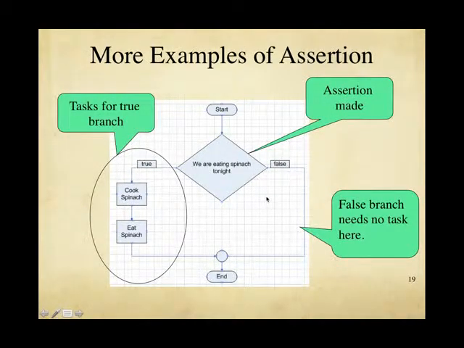Here's a pictorial way of making the assertion. The assertion we are making is, we are eating spinach tonight. If that's true, we'll cook spinach and eat. If this is false, we'll do nothing. The false branch does not need to do anything, or could cook something else in the end. So this is the flowchart analogy for the assertion, or the if and else statement.